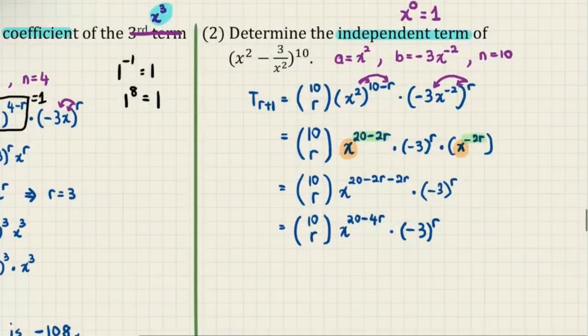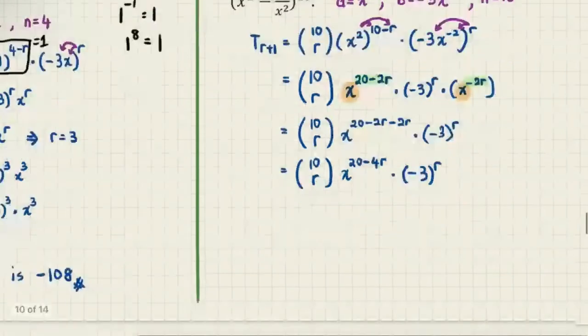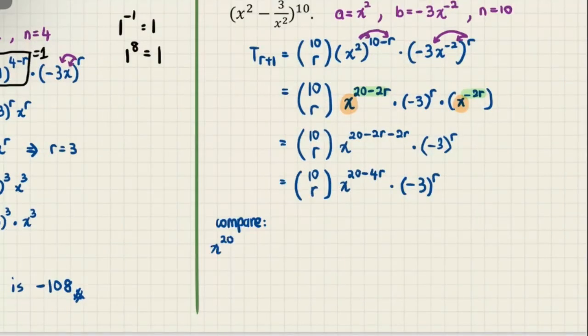Selepas simplest form, so now we are going to compare dengan x kuasa kosong. So kita nak compare apa dengan kuasa kosong? Ini, x to the power of 20 minus 4r, comparekan dengan x to the power of 0. So 20 minus 4r will be equals to 0. So 20 is equals to 4r. Maksudnya r kamu adalah 5.